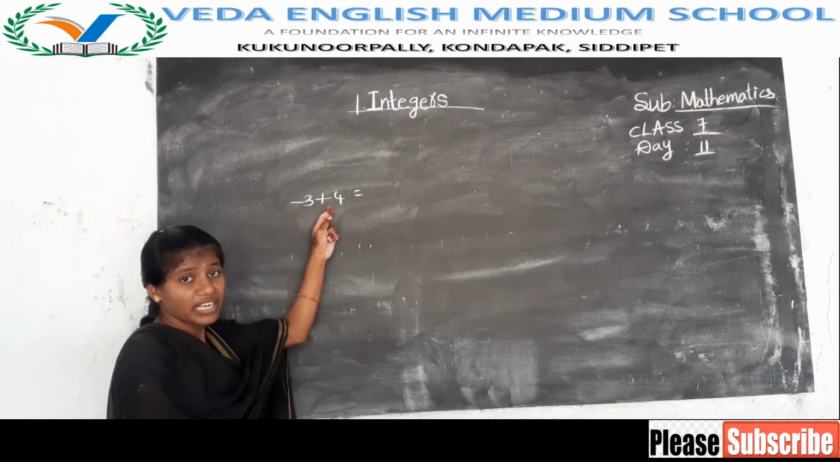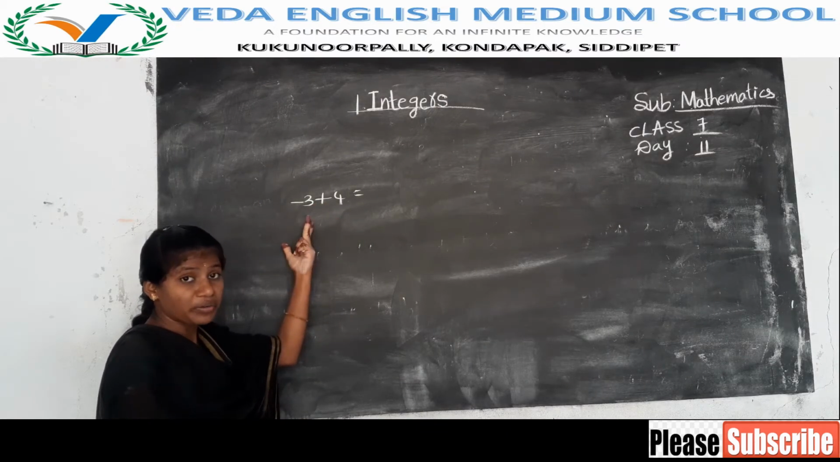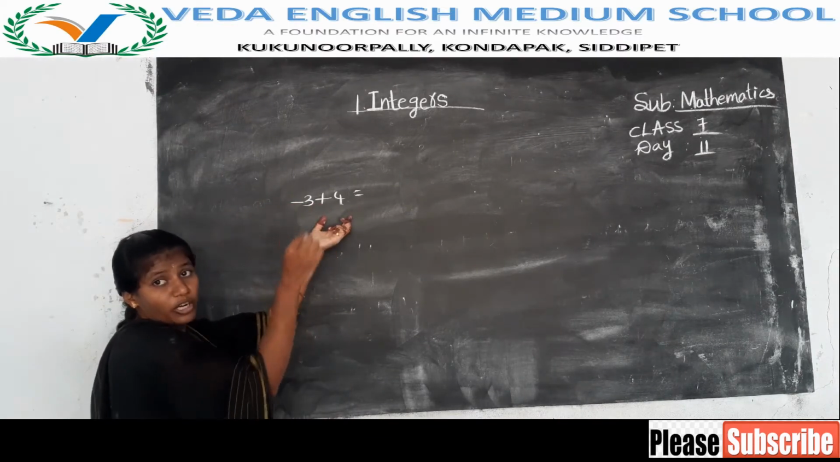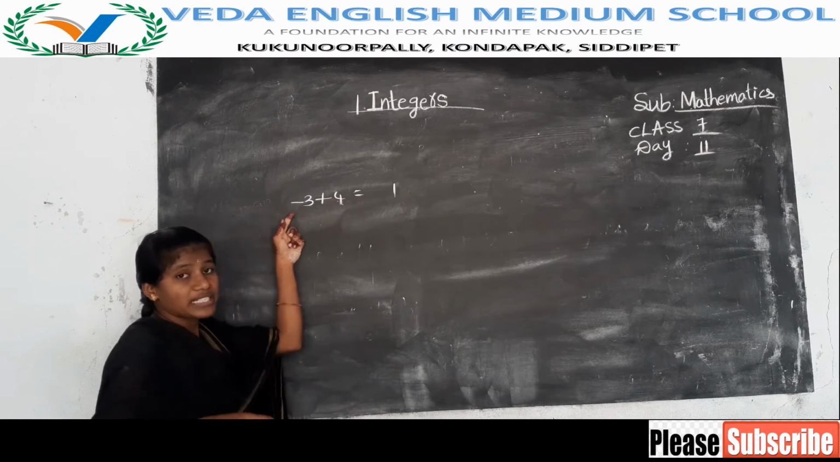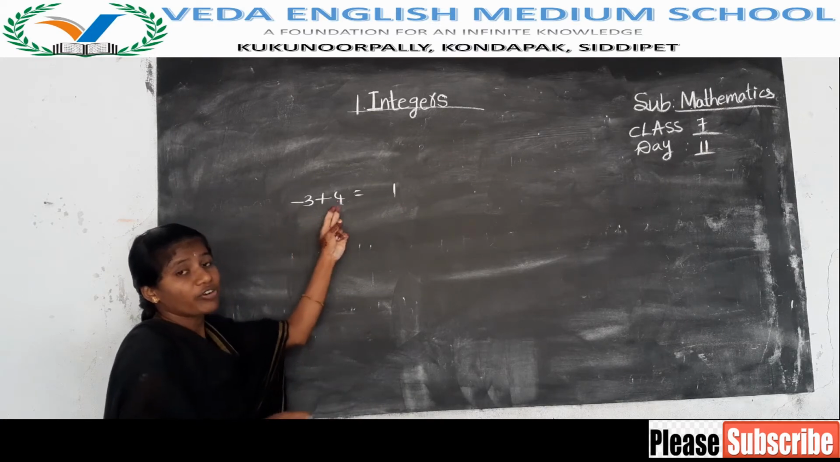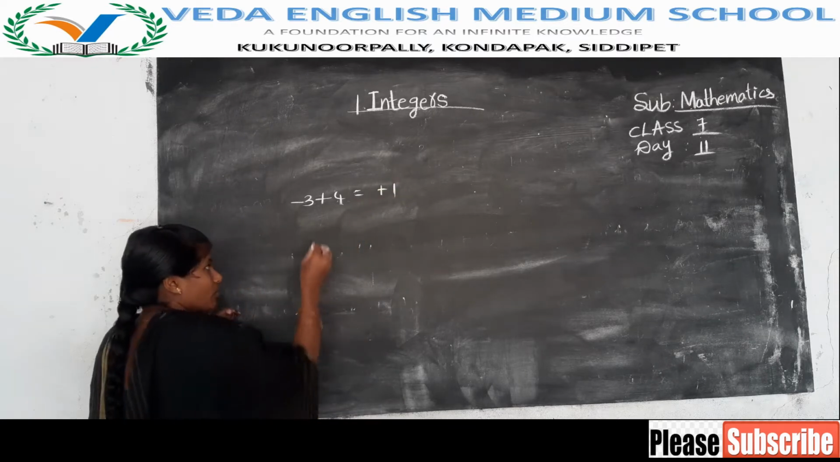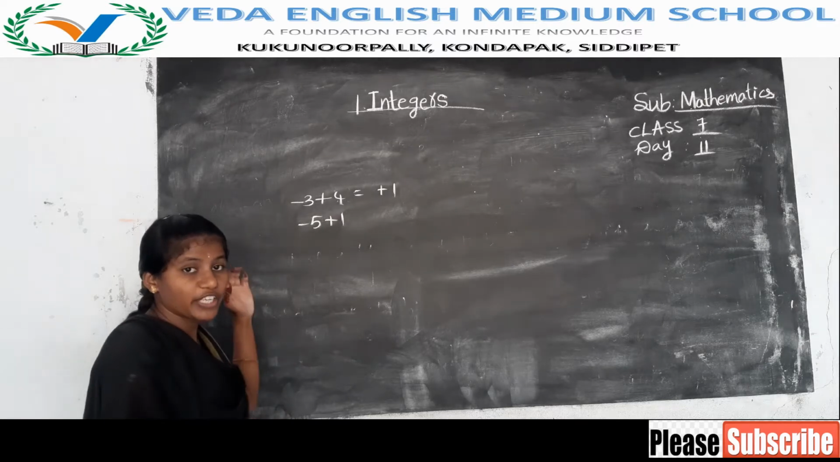One positive number and one negative number, positive number and negative number, negative number and positive number. What you have to do? Then you have to subtract them. Is 3 minus 4 possible? No, not possible. So 4 minus 3 gives 1. Out of these two numbers, what is the greater number? 4. For 4 which symbol you have here? Plus. So the answer is plus 1. Minus 5 plus 1, addition of integers.